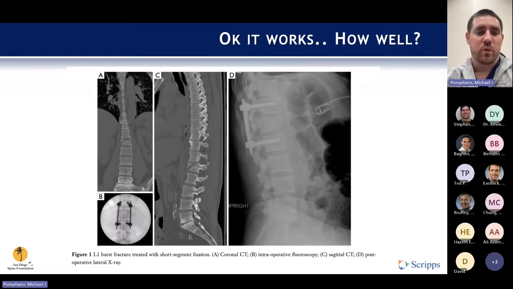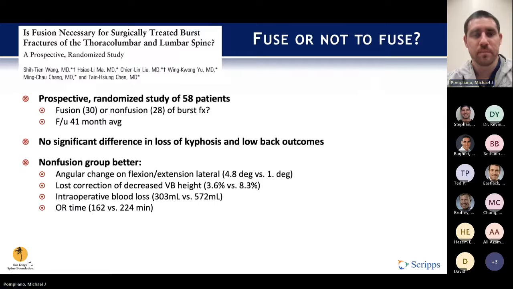And this was one of their examples looking at an L1 burst fracture, again, with the short segment fixation. So just capturing 1 level above, 1 level below. I'm not sure why, based on these images, they weren't able to get percutaneous screws into the fractured vertebral level, but either way, they didn't use them there.